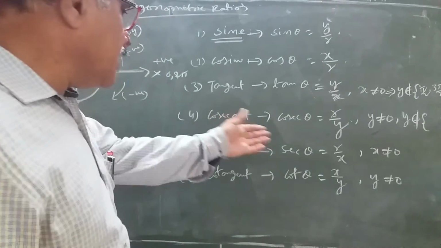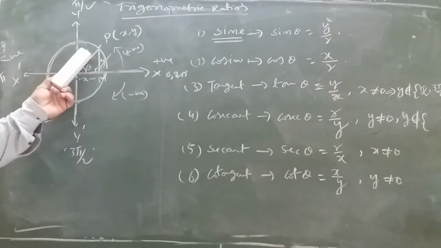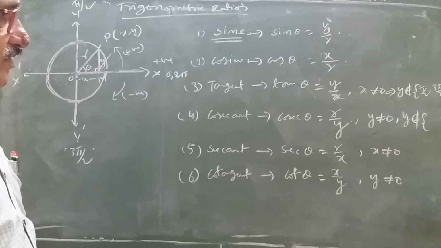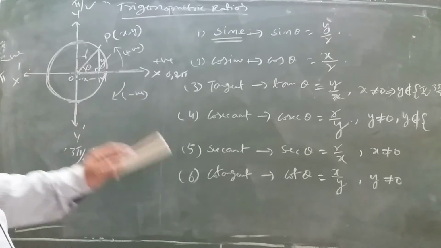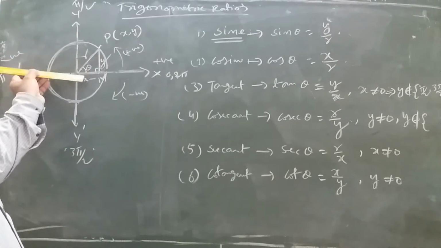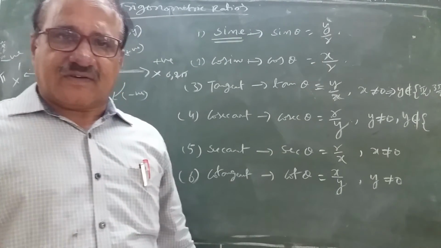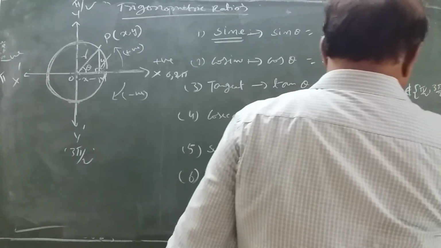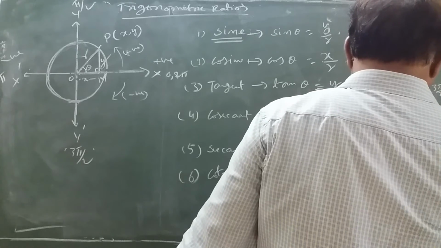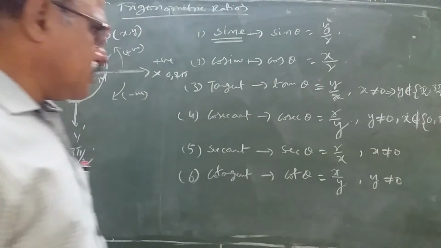Similarly, in the cosecant definition, cosecant theta is the ratio between r and y. Here y is in the denominator, so y should not be equal to 0. When y is equal to 0, the ray coincides with the x axis in the positive direction or negative direction. On the x axis the y coordinate is 0, so theta does not belong to 0 or pi.